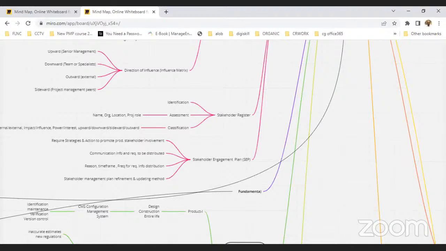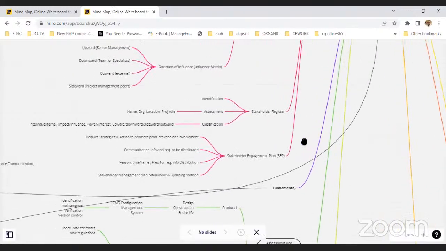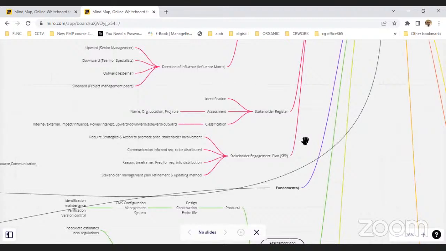If it is sideward, it is more or less related to project management or the peers. And then we create the stakeholder registers. To do that, we do the assessment and classification, trying to understand the name and organization, and then classify them based on the power-interest grid, using the Salience model, which we have mentioned above. And then we use a stakeholder engagement plan in order to effectively maintain the collected data.